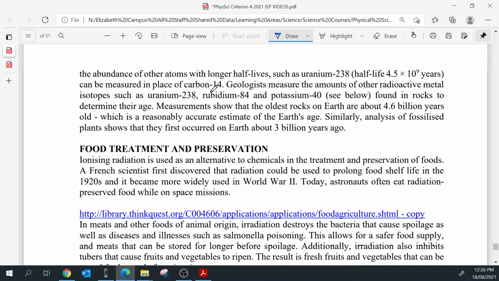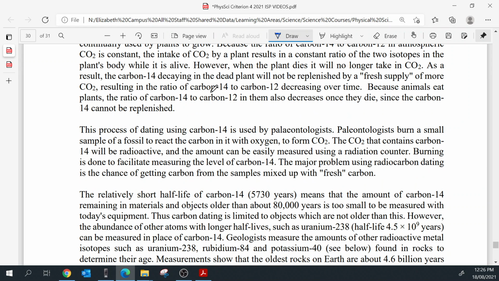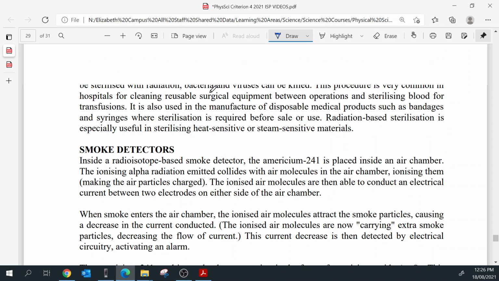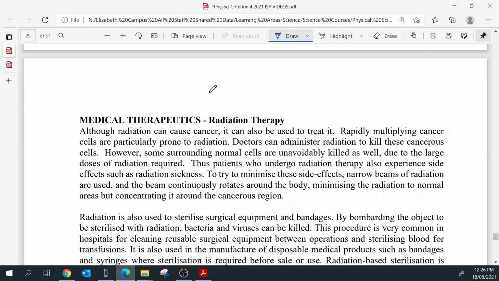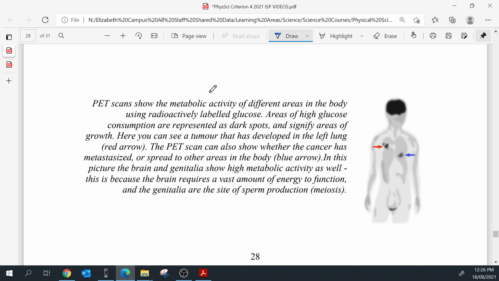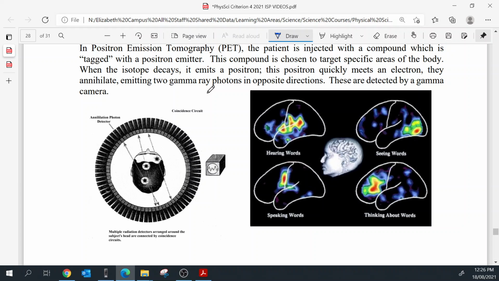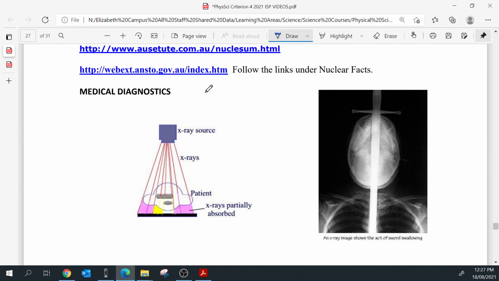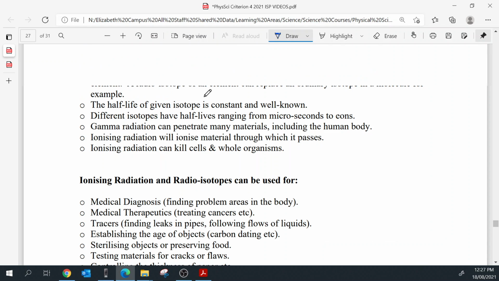So just go and get some examples of uses and applications of radiation, and then you should prepare yourself nicely for the tests and exams. The more you answer, the more likely you are to be able to answer the tricky questions.